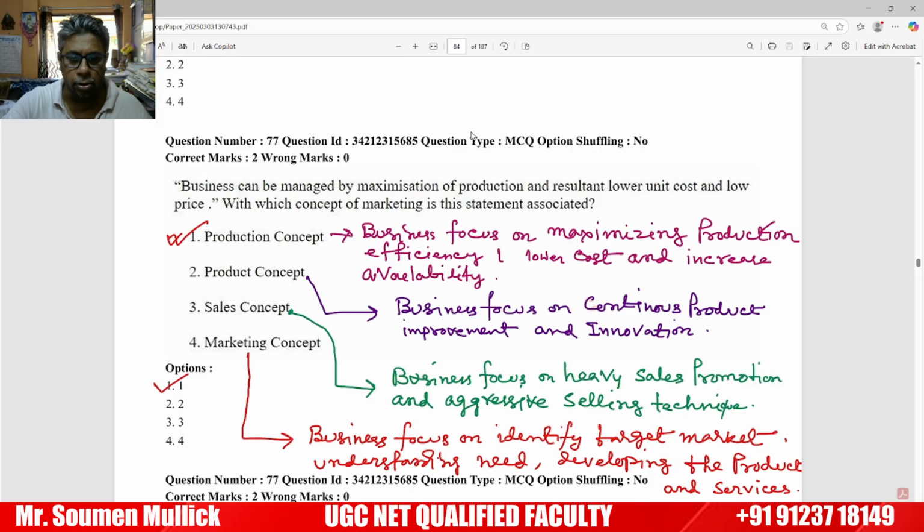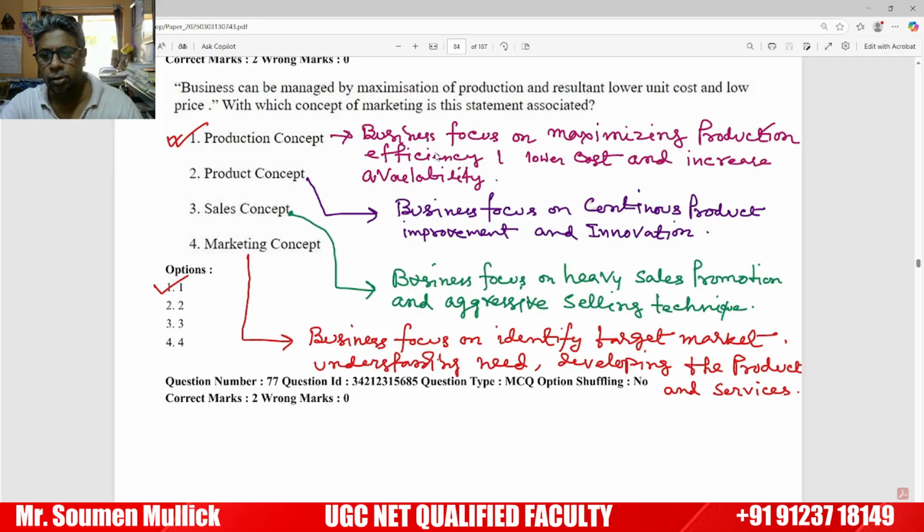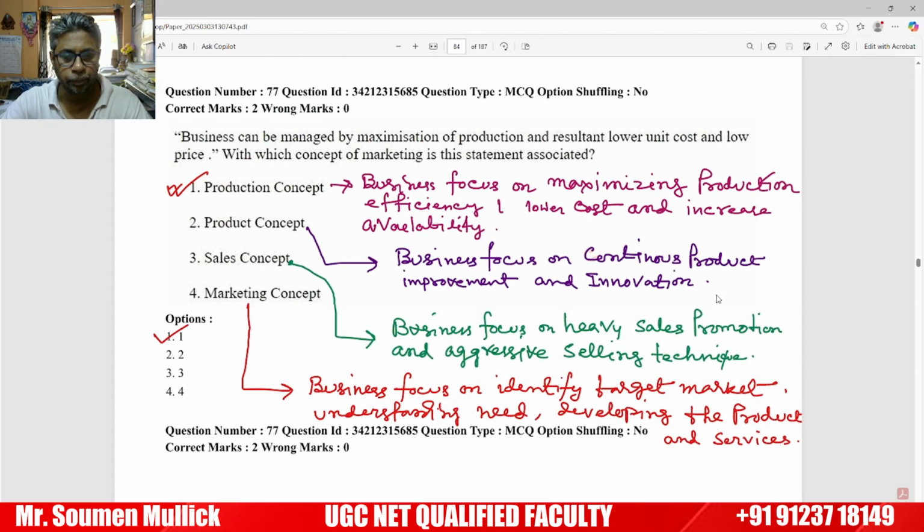What is the sales concept? Business focuses on heavy sales promotion and aggressive selling techniques. That is called the sales concept. And the marketing concept: business focuses on identifying the target market, understanding needs, and developing the product or services. That is called the marketing concept.